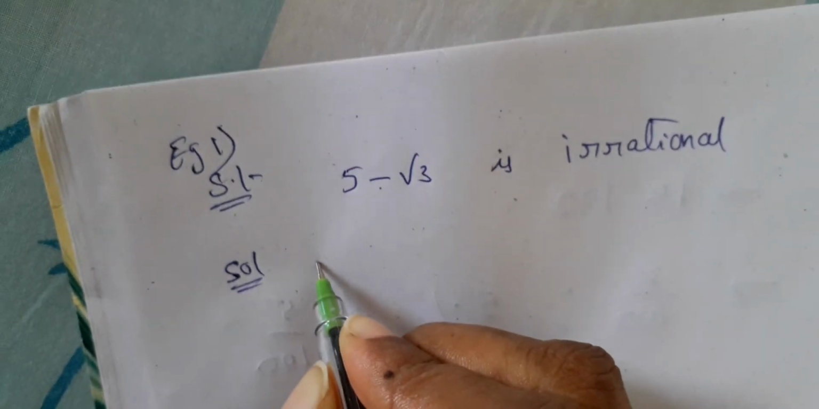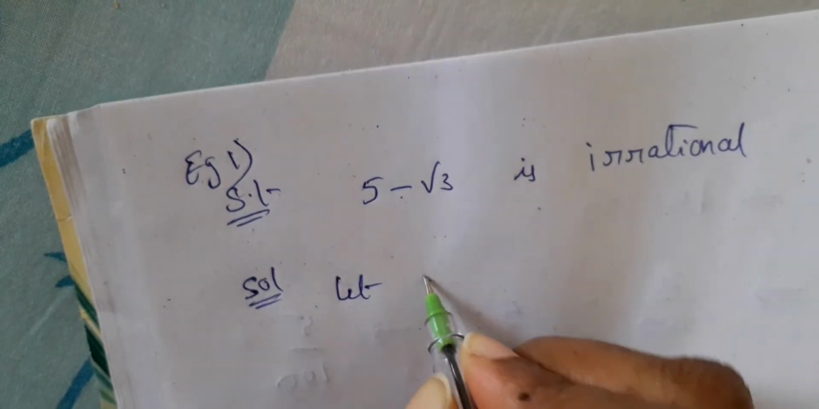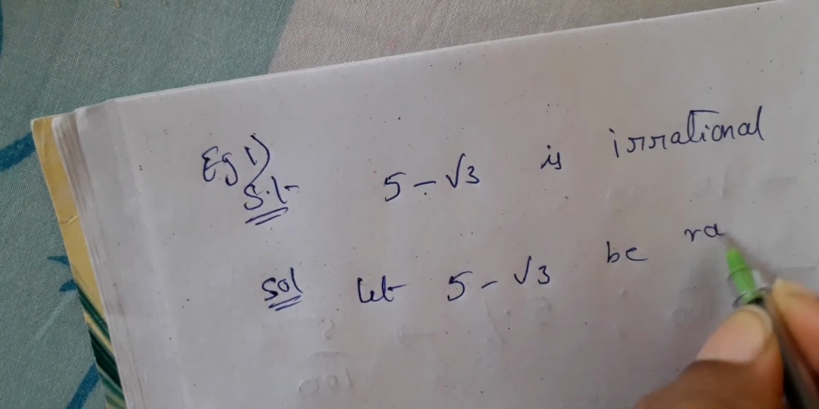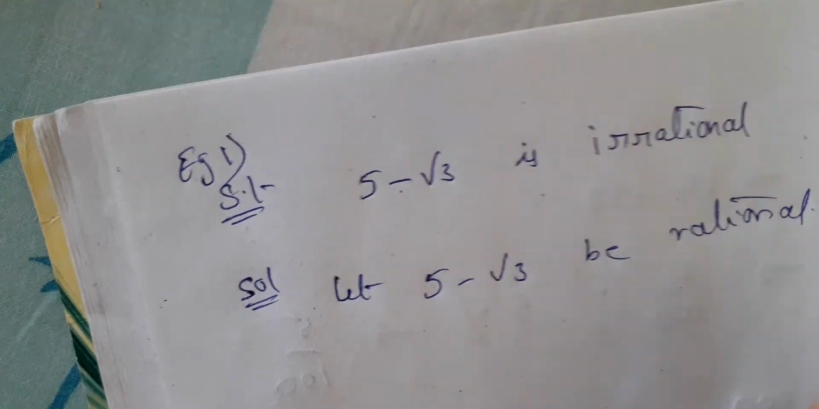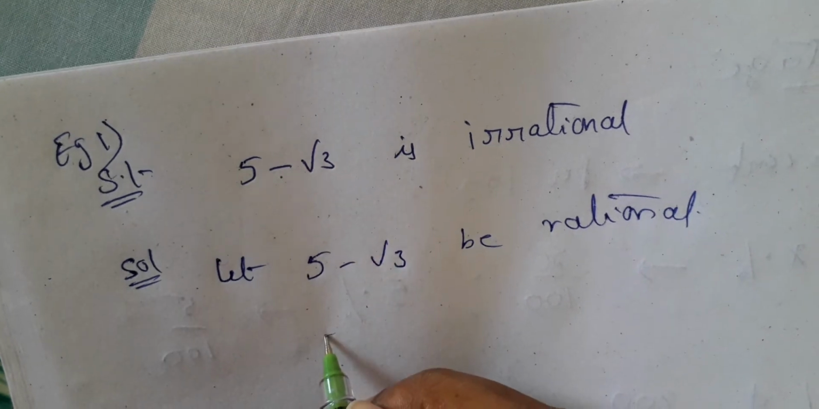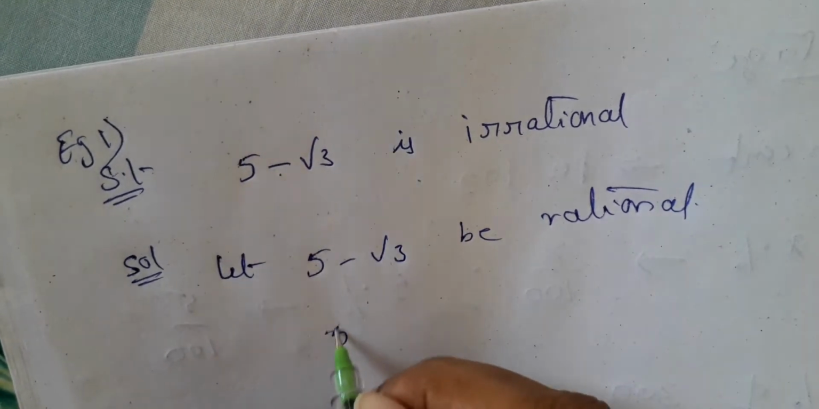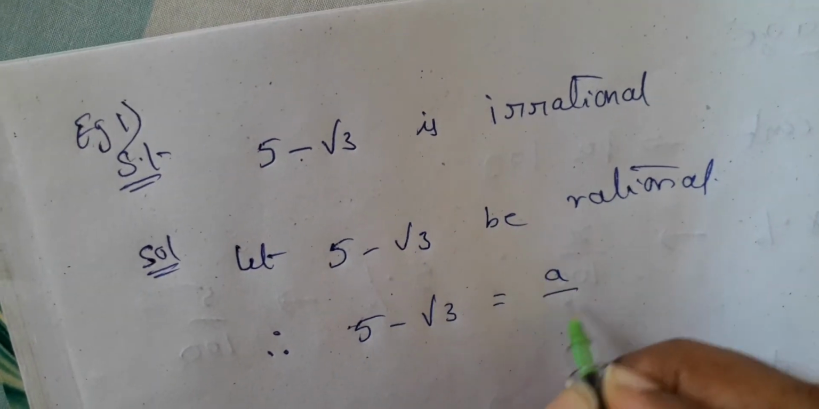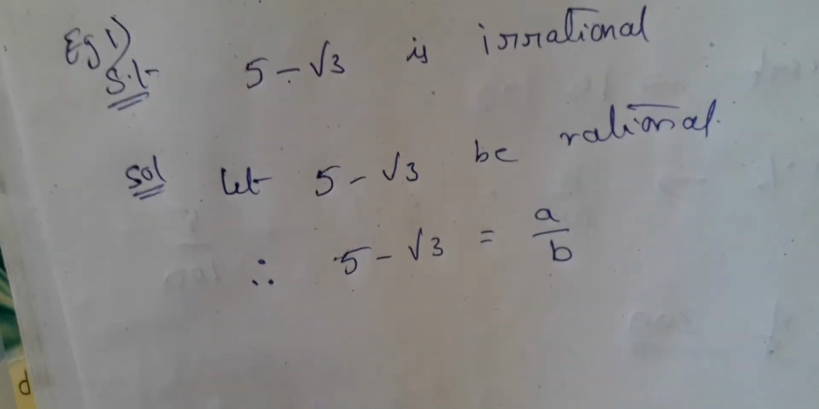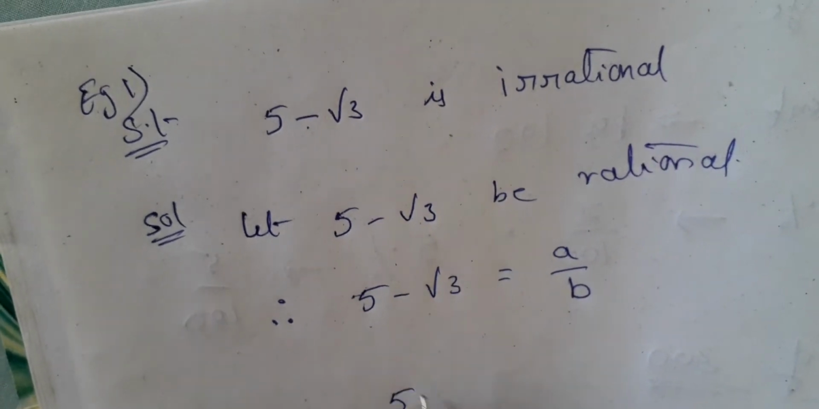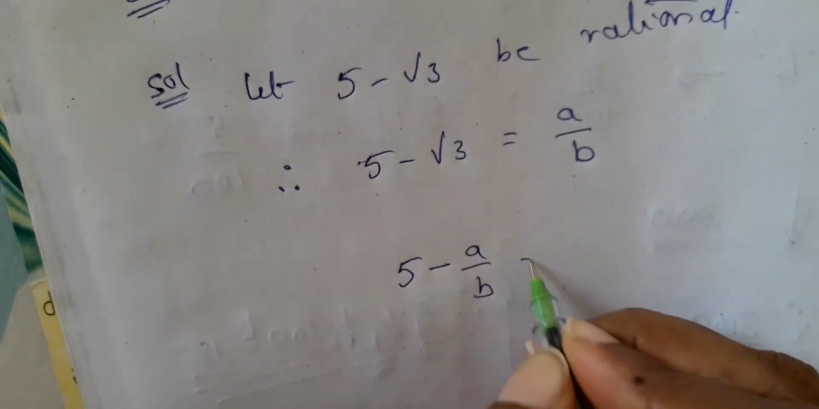So, what are we going to consider? Let 5 minus root 3 be rational. So we are taking it to be rational. If this is a rational number, as per the definition, 5 minus root 3 can be expressed as some a by b value. Very good. So therefore I can say that 5 minus a by b is equal to root 3.